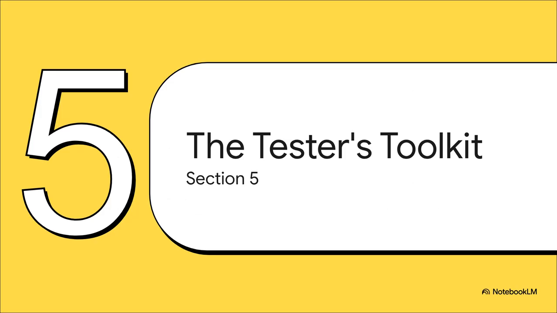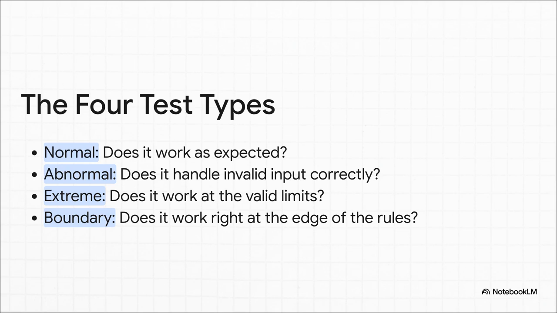So, where does this leave us? What have we learned? Well, we've basically just put together a complete 4-part toolkit. And it's a toolkit that any developer, any tester can use to make their software dramatically better. Let's run through it one last time. Our toolkit has 4 essential parts. First, normal data. Does it work? Second, abnormal data. Does it fail gracefully? Third, extreme data. Does it work at the limits? And finally, the most critical one, boundary data. Does it work right on the edge of the rules? You use all 4 of these, and you've basically covered all your bases.